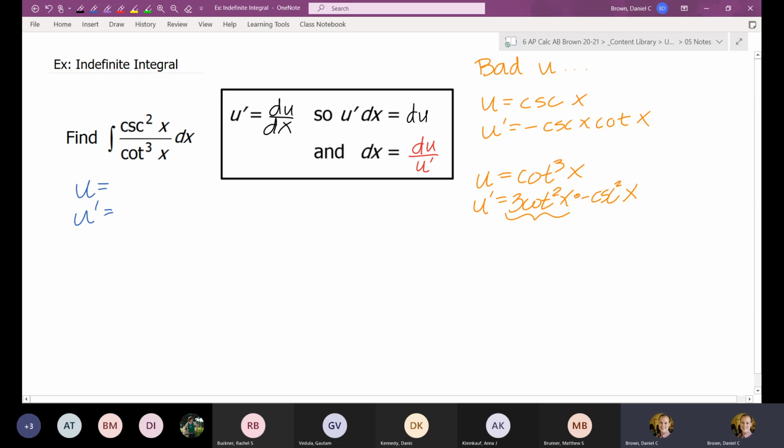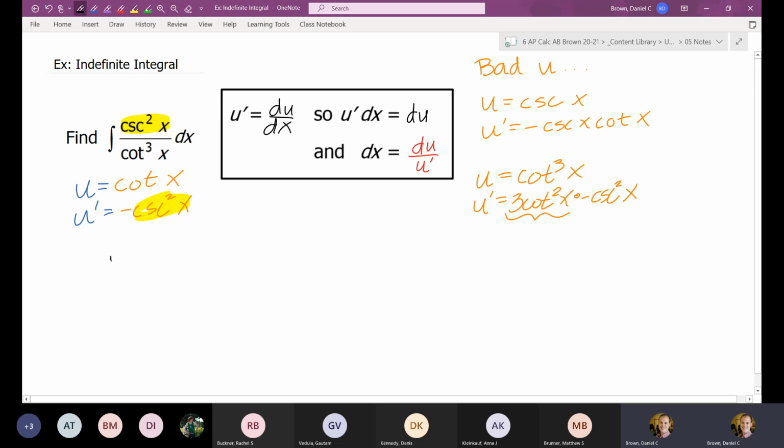What's going to be the best u for this problem? The best u is going to be what's inside of the cotangent cubed, so just choosing the cotangent. How do I know this is going to be the best choice to use? Well, what's the derivative of cotangent? Negative cosecant squared. And we do see that there is a constant multiple of u prime in the problem. There is already a cosecant squared. There's a negative there, but that's just a constant multiple. It's just a number, not a variable. So once you determine that, then you can go ahead and rewrite it.